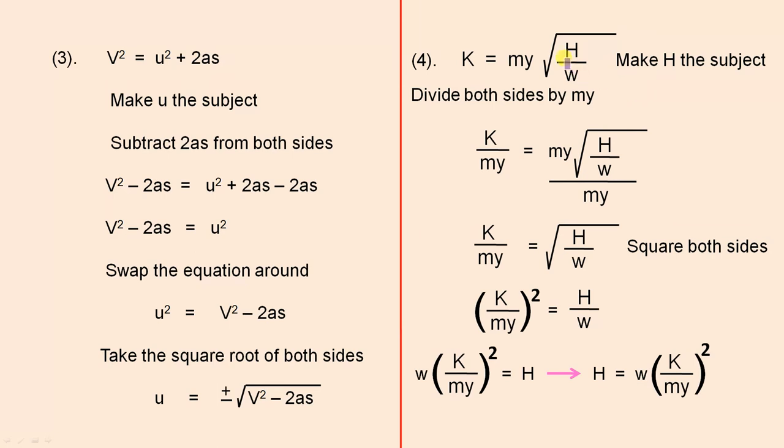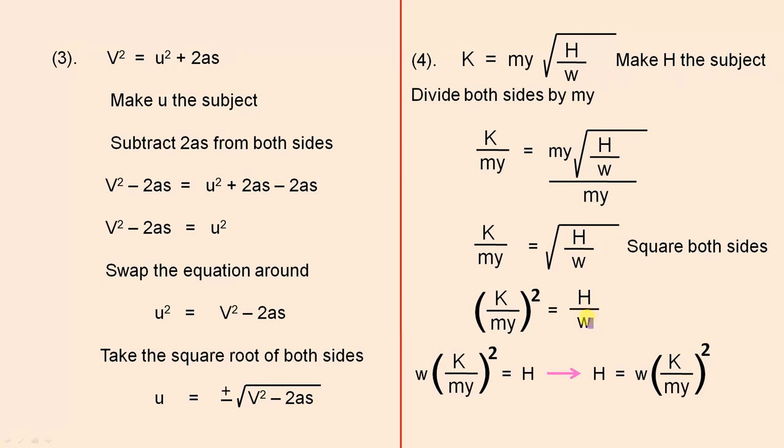Number 4, quite a complicated little formula here. There it is there, and we make H the subject. So first thing we do, we have to remove this my. So we divide both sides by my, because that's multiplication. So that gives us this line. See, we've divided both sides by my. Now the my's cancel, so that brings us to this line. See, the my's cancelled, they're gone, and here we're left with k over my. Now, we square both sides to remove this square root sign. So that gives us k over my all squared equals h over w.